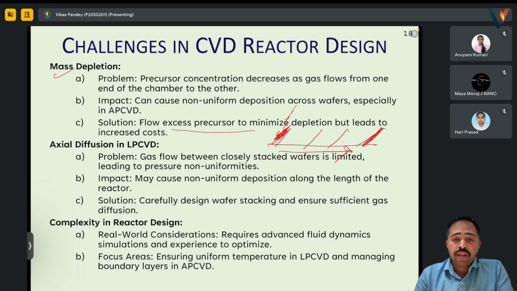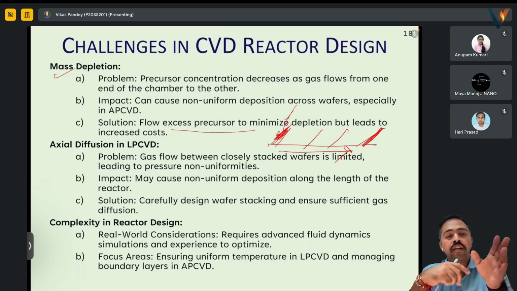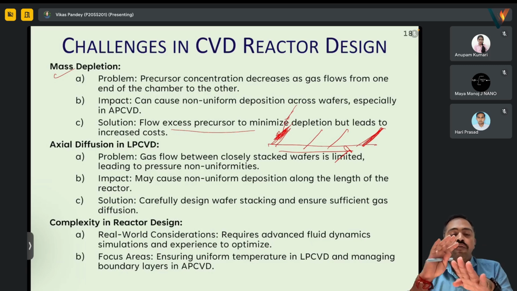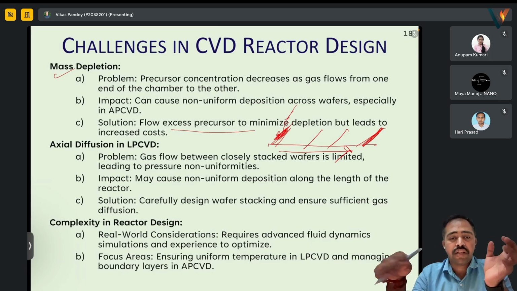So as such, it will actually lead to non-uniform deposition again. So we cannot determine in which case what deposition will be there. The solution is to design the wafer stacking such that there is sufficient space for the gas flow as well as the pressure is uniform.